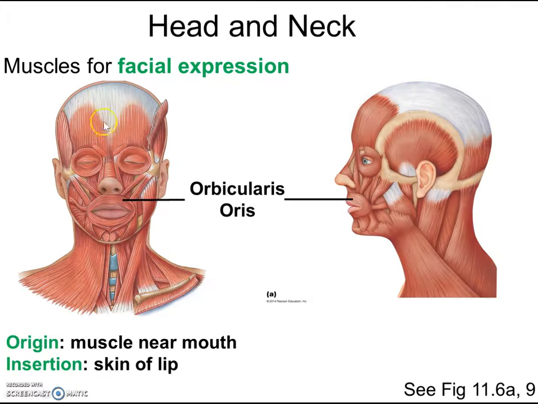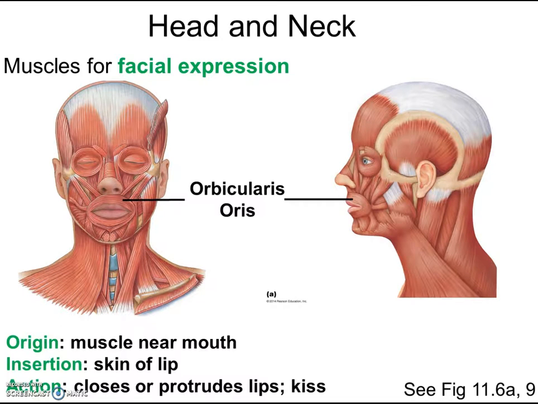Next, we have orbicularis oris. So oris refers to mouth, so orbicularis meaning circling around, so the entire mouth. The origin is near the mouth, and the insertion is on the skin of the lip. So when you contract orbicularis oris, it actually causes your lips to close and protrude outward, like a puckering or kissing look.